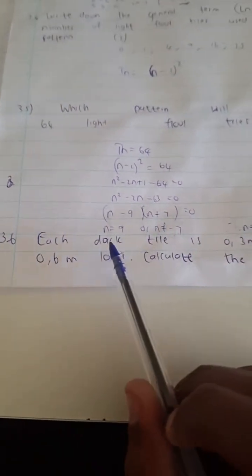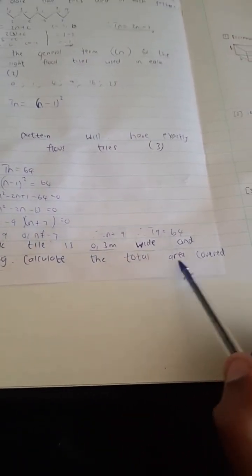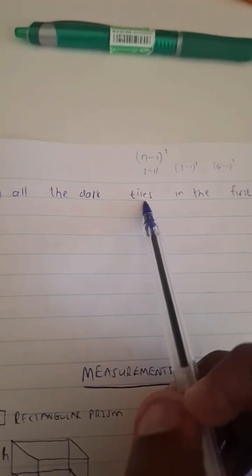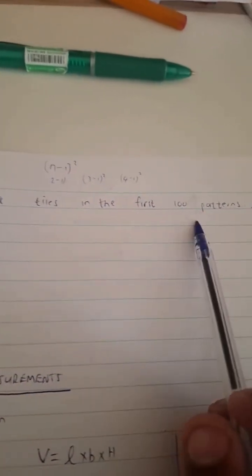Right. Now look at this question. Each duct tile is 0.3 meters wide and 0.6 meters long. Calculate the total area covered by all the duct tiles in the first 100 patterns.